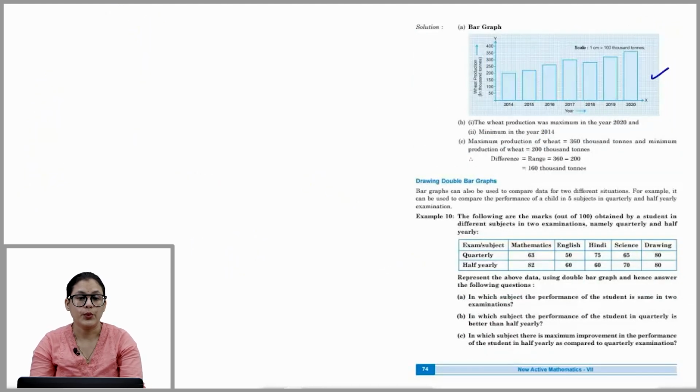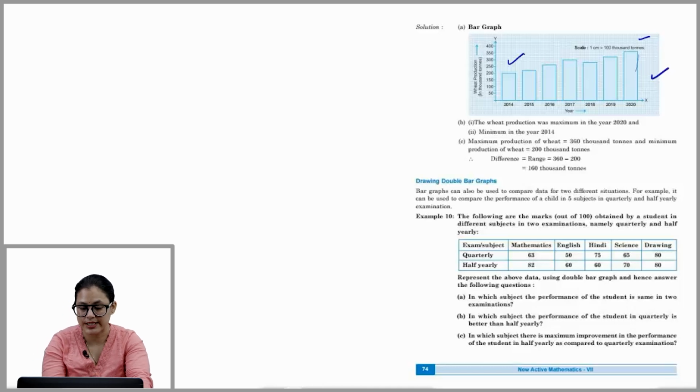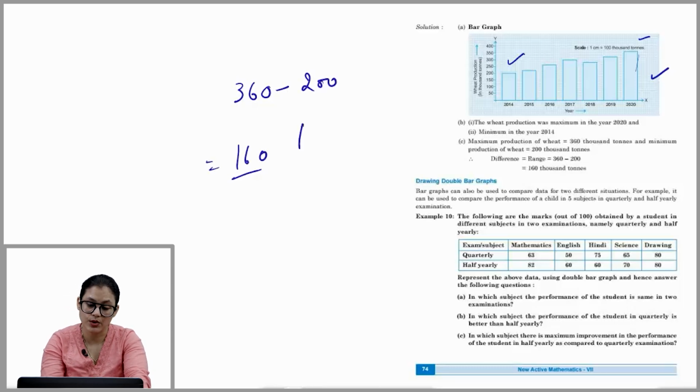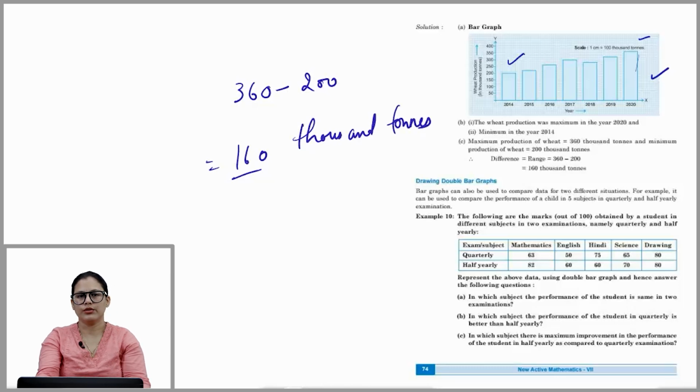Wheat production was maximum in which year? Clearly you can see in 2020. And wheat production was minimum in which year? 2014. And you have to find out the range. Range means maximum production minus minimum production. So the maximum production is how much? See, 360 tons, and the minimum production is how much? 200 tons. So you get here 160,000 tons, 1000 tons is the answer. This is your range.